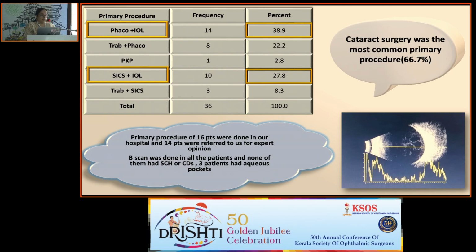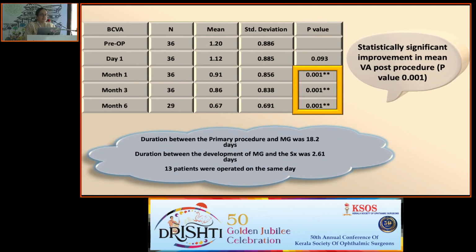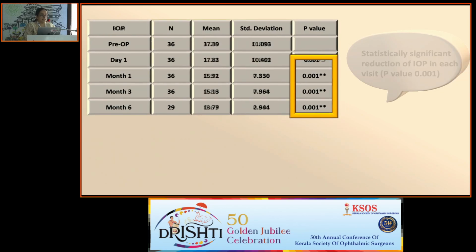B-scan was done in all the patients to rule out suprachoroidal hemorrhage or CDs. 3 patients had aqueous pockets in B-scan. There was statistically significant improvement in mean visual acuity post-procedure with a p-value of less than 0.001. Duration between the primary procedure and malignant glaucoma was 18.2 days average. Duration between the development of malignant glaucoma and the surgery was 2.61 days on average. 13 patients were operated on the same day.